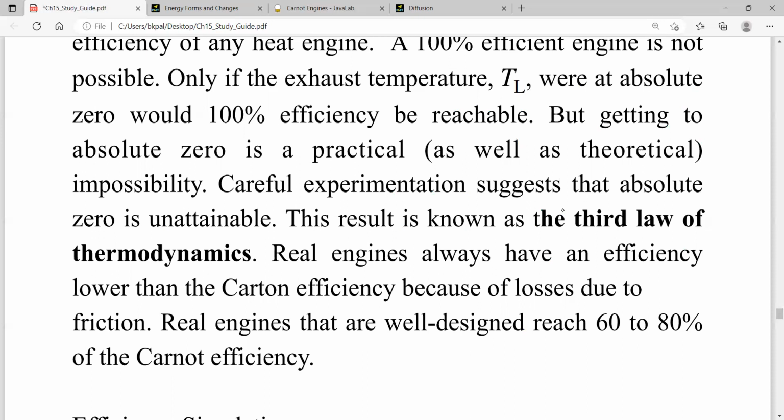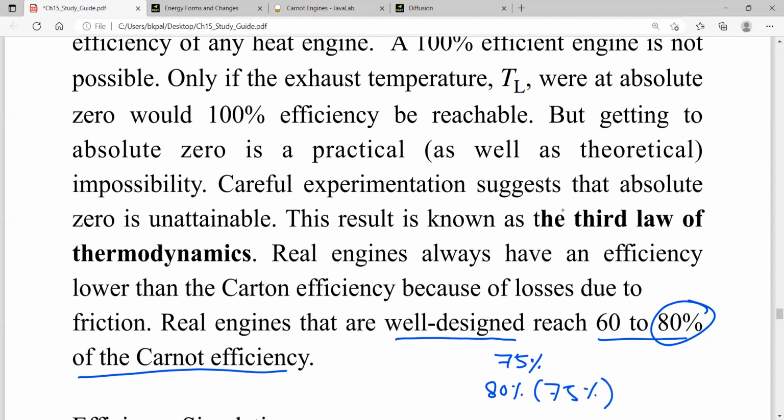And for a real engine, when scientists compare the Carnot engine and the real engine, they see that a well-designed real engine reaches 60 to 80% of the efficiency that the theoretical efficiency gives them. So for example, if the Carnot efficiency is, let's say, 75%, and we think that a well-designed real engine has 80% of the Carnot engine efficiency, then the actual efficiency will be 80% of 75%. Something like this.